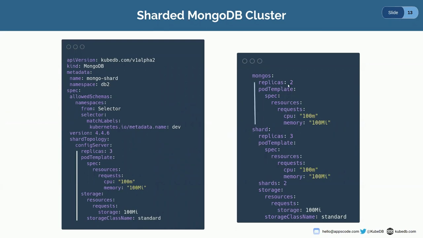On the right-hand side, you can see the mongos here. Mongos acts as a query router, providing an interface between client applications and the sharded cluster. Starting in MongoDB 4.4, mongos can support this. And the next thing is the shard. You can see that there are two shards with three replicas, so we are using shards with replica sets combined here.